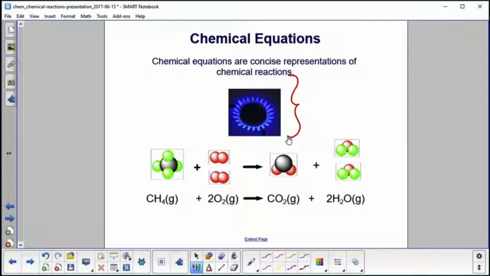What that is, we have methane, CH4, which is in gaseous form, and don't worry, we'll talk about what all these abbreviations mean as we go on, plus two oxygen molecules, also in gaseous form. Yield, that's what this arrow is telling us. The byproducts will be CO2 and then two water molecules, also in gaseous form.